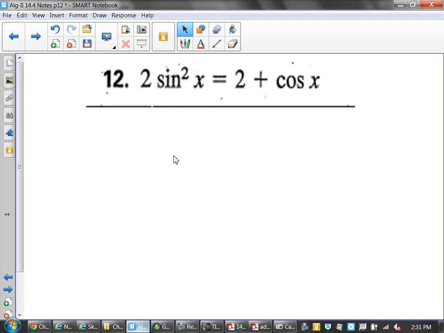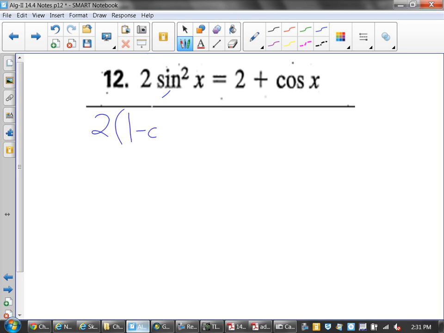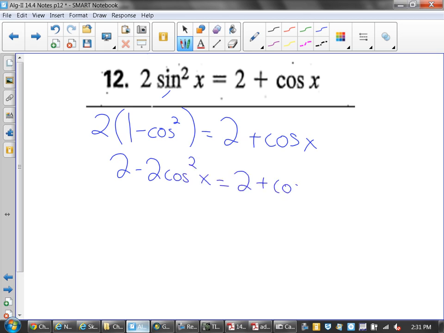Very good. Other way around: 1 minus cosine squared. What I'm doing here is I'm going to rewrite sine squared as 2 times the quantity 1 minus cosine squared equals 2 plus cosine. By doing that, I now have everything in terms of the same trig function, which is going to allow me to factor and solve easier. Now, distribute. 2 minus 2 cosine squared of x is 2 plus cosine of x.